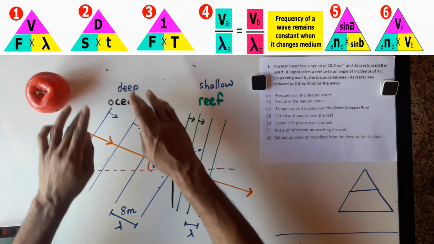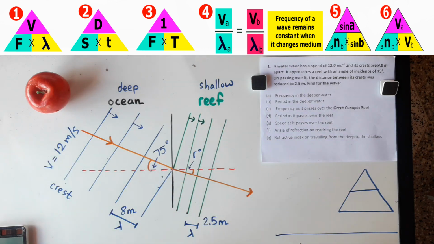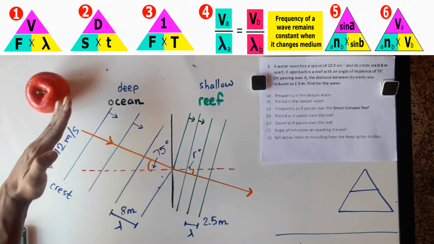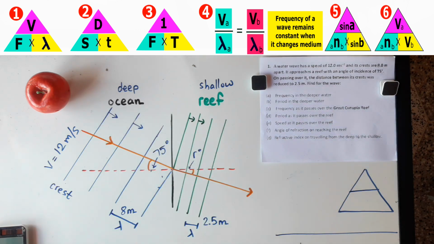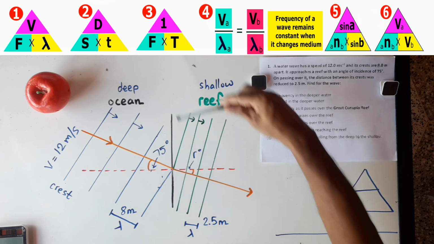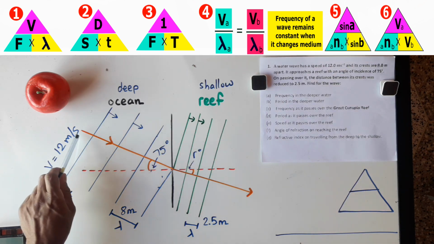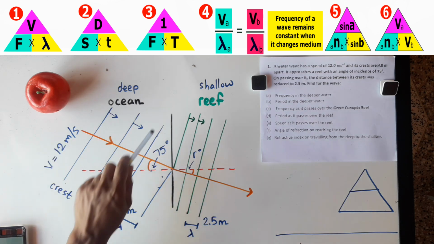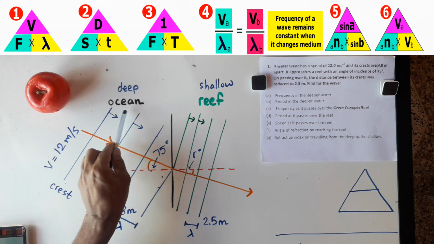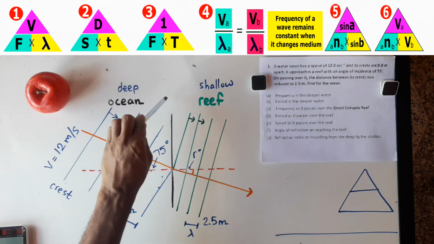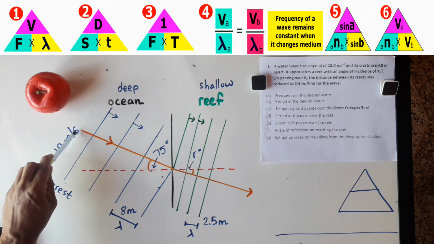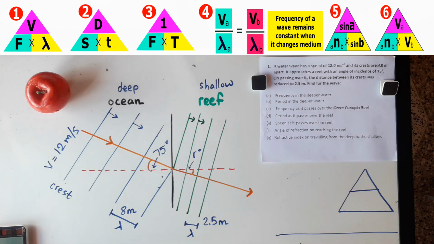Now, the ocean is deeper and the reef is shallow. Remember from the diagrams I just showed you, the wave is coming in at an angle, and the examiner told you the angle. Notice the general wave direction is shown by the orange arrow. This here is the boundary between the ocean and the reef, and this here is the normal. Remember, the normal, the dashed red line, is always at right angles to the boundary. The wave in the deep part is making an angle of 75 degrees.